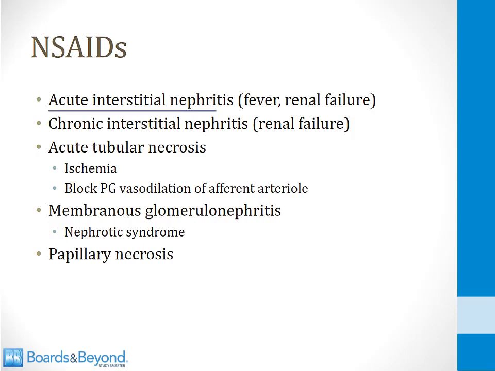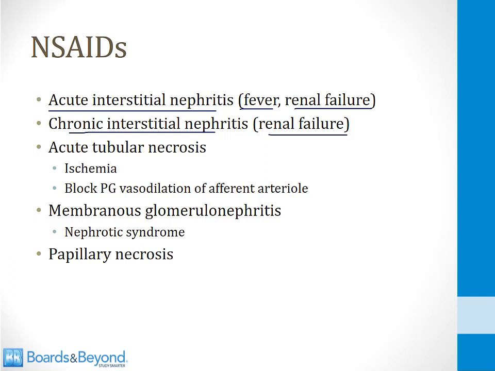This is an acute allergic reaction to the drug, so it will present with fever, potentially a rash, and evidence of renal failure. NSAIDs can also cause chronic interstitial nephritis, so these patients will not have fever or rash or anything like that. They will simply have renal failure. They're usually asymptomatic, and this is usually picked up on incidental blood work. And what's going on is a chronic inflammation in the kidneys related to NSAIDs.